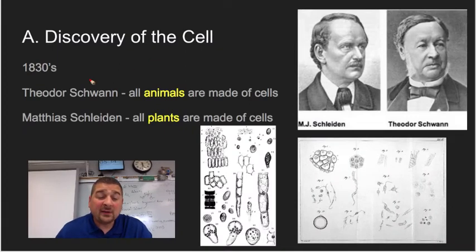Fast forward about another 100 years to the mid-1830s, there were two scientists from Germany, Theodor Schwann and Matthias Schleiden, that actually worked in different areas. Schleiden was a botanist. A botanist would work with plants, and in his study of plants, he noticed, and these are some of his drawings here.